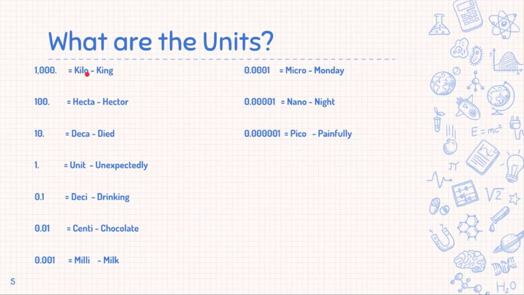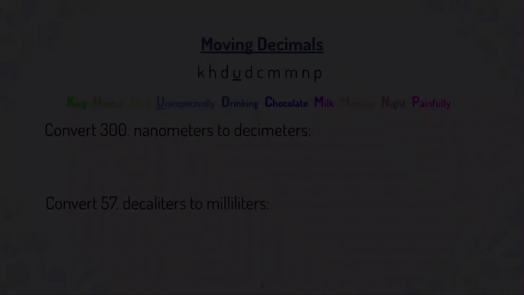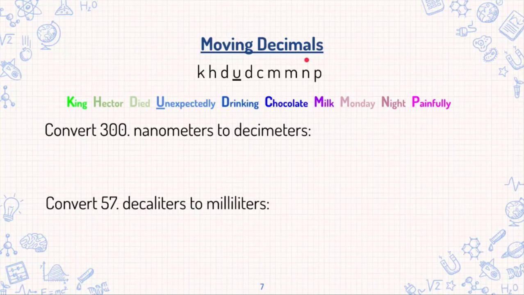So a simple way to memorize these units in order is by the sentence, King Hector died unexpectedly drinking chocolate milk Monday night painfully. You still might be confused, so let's practice some examples. Moving decimals. When moving decimals, remember the sentence King Hector died unexpectedly drinking chocolate milk Monday night painfully.